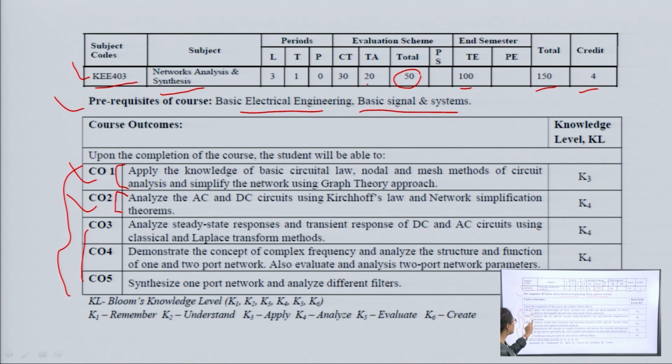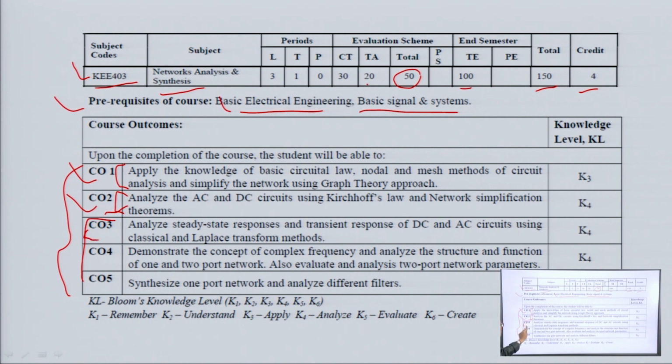Second is the analysis of AC and DC circuits using Kirchhoff's law and network simplification theorems. As you have already studied the analysis of networks in your basic electrical engineering, in which it was covered for DC networks, here you are going to deal with AC and with dependent and independent sources, how you are going to deal with the theorems and how you are going to simplify a network, right.